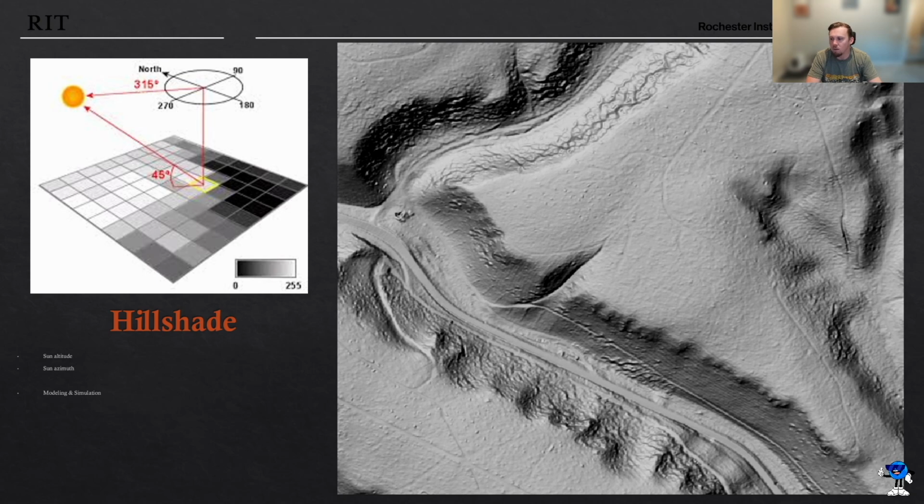If you set values for sun altitude and sun azimuth, the terrain can take on various appearances to simulate how the landscape looks at different times and in different conditions during the day.